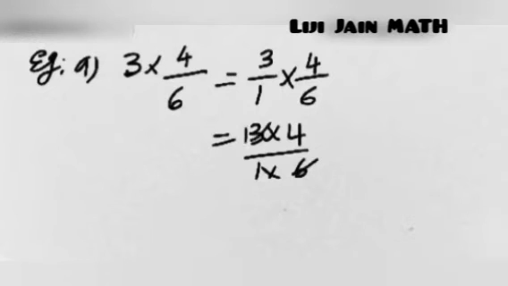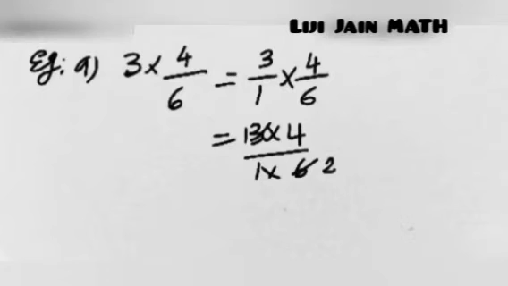3 ones are 3. This is not 13. This is 3 cancelled and 1. That's what is written here. Not 13. Got it? Children used to ask like this: Ma'am, in the question there is no 13, but in the answer you wrote 13. Why did it come? Don't ask like that. 3 twos are 6.